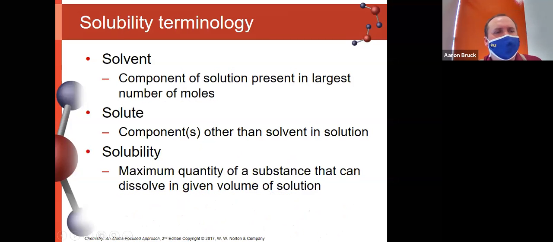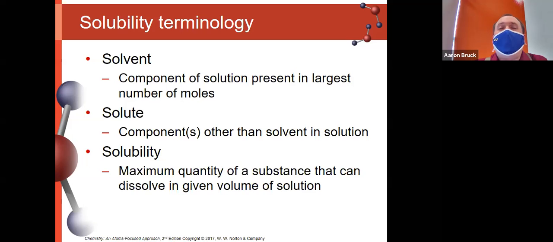All right, our last trend concerns solubility. Now, with solubility, we do have to introduce a couple of new terms. We have our solvent. Solvent, by definition, is the component of the solution that is present in the largest amount. We tend to use moles to describe that largest amount. Solute, on the other hand, would represent any other component of the solution that is not the solvent.